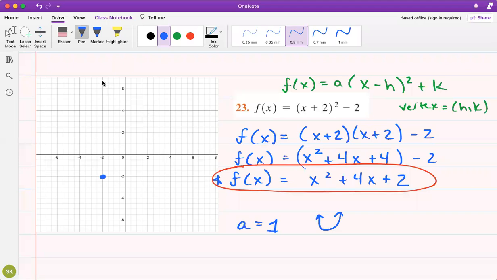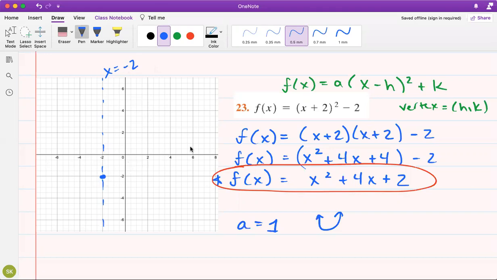Now we have an axis of symmetry. The axis of symmetry is this x value. Remember, x is equal to h. And the h value is negative 2. That's our axis of symmetry. So if I draw something over here, I'm going to have the same thing on this side. So we need to find one more point.